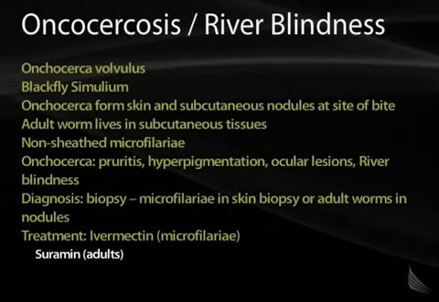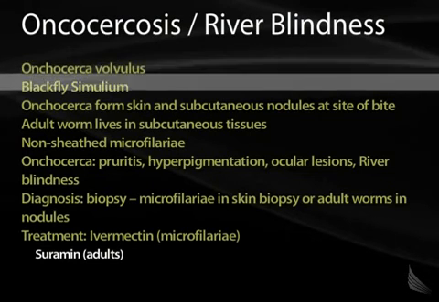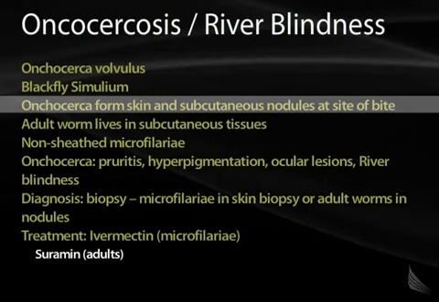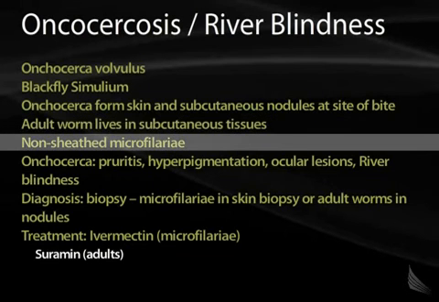Onchocerciasis is river blindness, and it's caused by Onchocerca volvulus. We transmit it through the black fly, which is Simulium. Onchocerca forms skin and subcutaneous nodules at the site of the bite. The adult worm lives in the cooler subcutaneous tissues, with non-sheathed microfilariae.